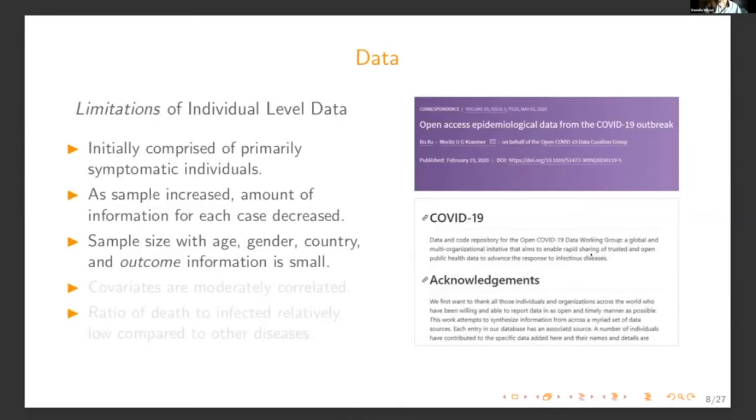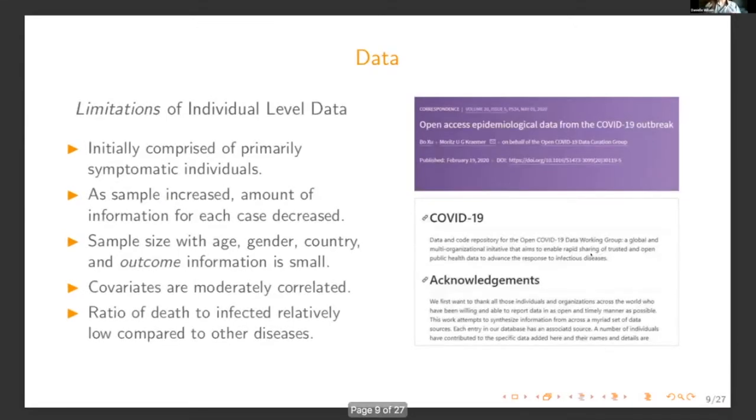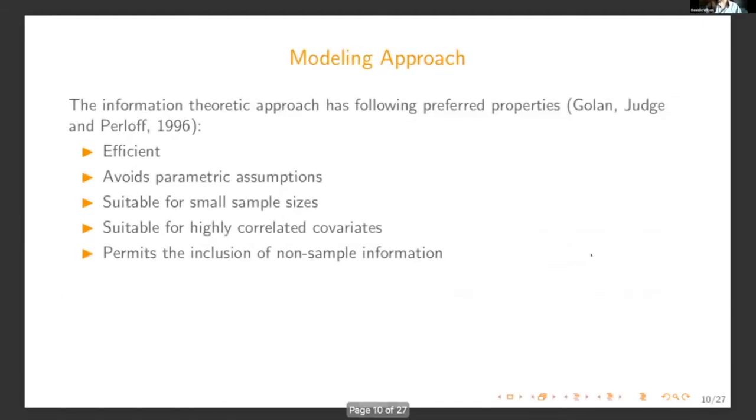So with these limitations in mind, our covariates were moderately correlated amongst the few that we did have, and amongst the sample, the ratio of death to infected was relatively low compared to other outbreaks of other diseases. So our modeling approach is an information theoretic one. It has the following preferred properties that I'm sure this audience is well aware of, but was especially beneficial in our circumstance with this very limited data set at the individual level.